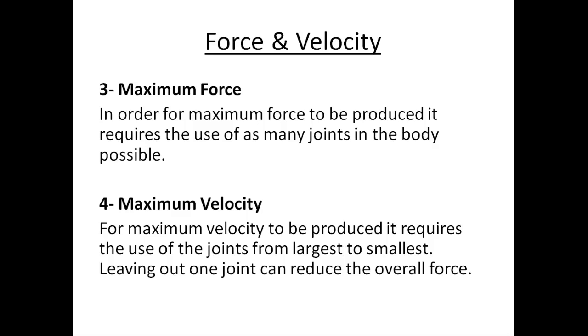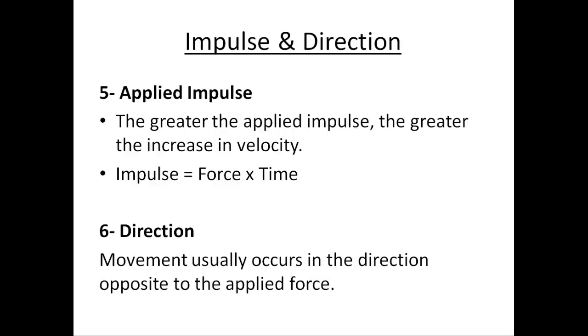So force and velocity, maximum force. In order for maximum force to be produced, it requires the use of as many joints as possible from the body. Maximum velocity is produced if it requires the use of joints from largest to smallest, from proximal to distal. Leaving out one joint can reduce the overall effect of that force.